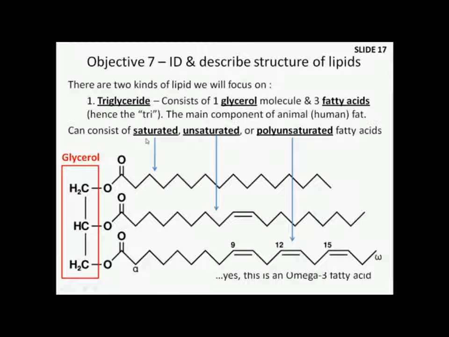That can be saturated, like this top one, no double bonds, unsaturated or monounsaturated, mono meaning 1, or polyunsaturated, more than 1, in this case 3. Okay, so connecting 3 of these fatty acids right here, the CO bond, and each one of these fatty acids connected to the glycerol. Okay, so this is a triglyceride. A glycerol, we call it the glycerol backbone. And then branching off from it are 3 fatty acids.